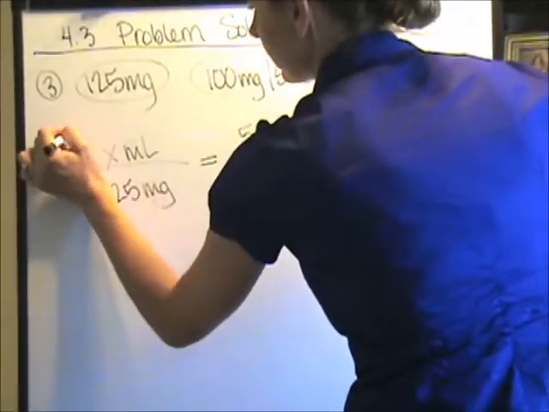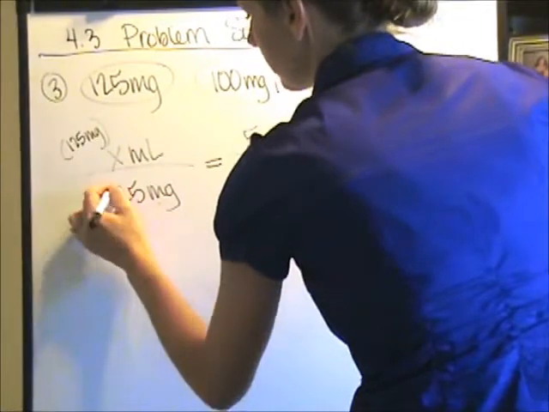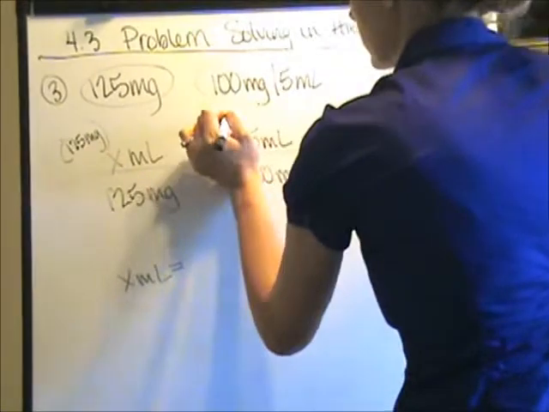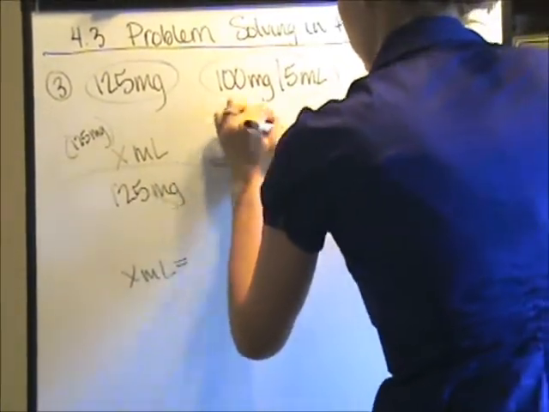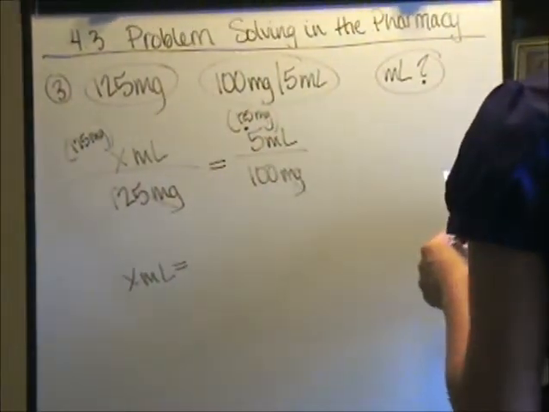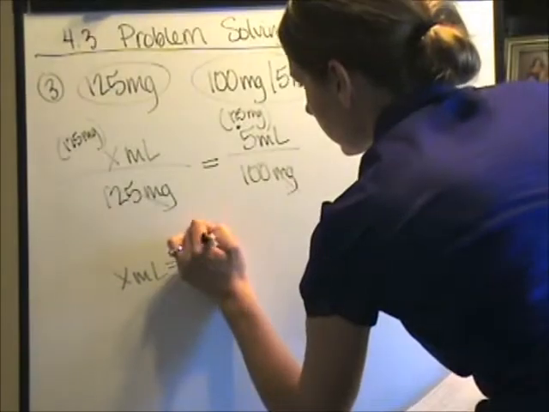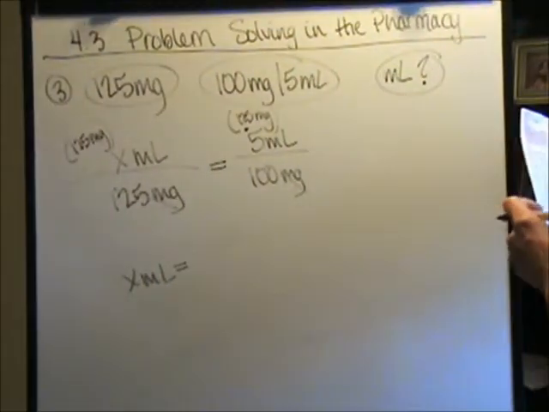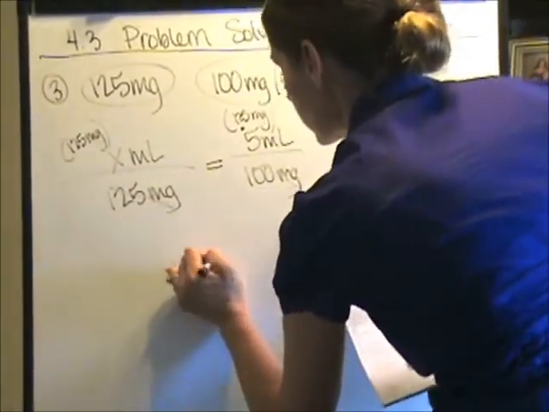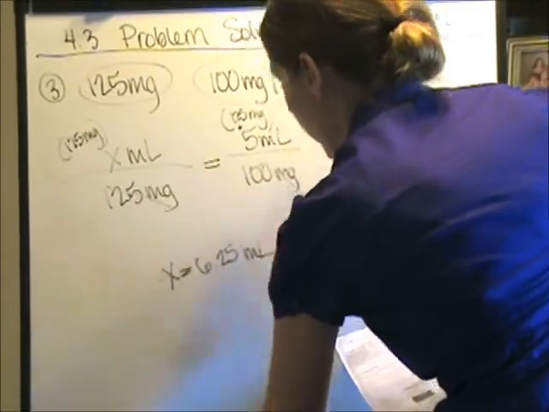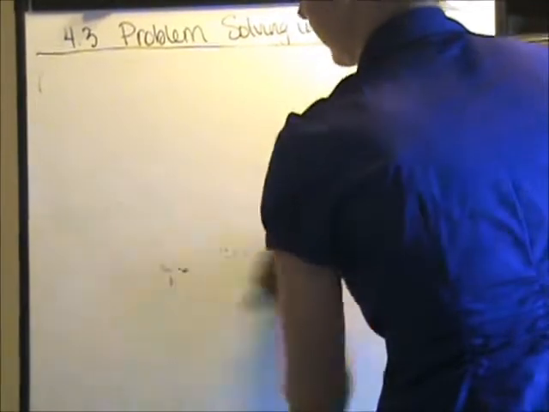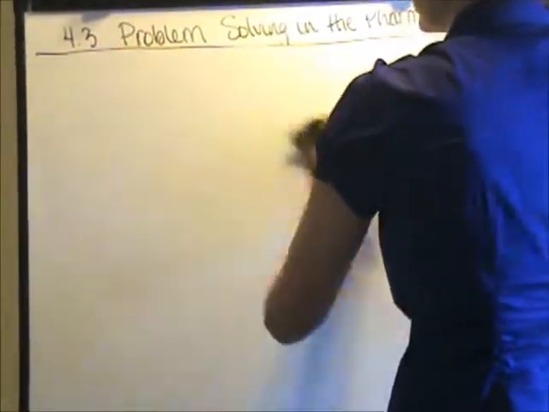So we are going to isolate X by multiplying this out. That cancels out, so our X is by itself. We're going to do the same over here. The milligrams are going to cancel, so we're going to take 125 times 5, and then we're going to divide it by 100. And X is going to equal 6.25 ml. Okay. So we didn't have any extraneous information in this particular example.